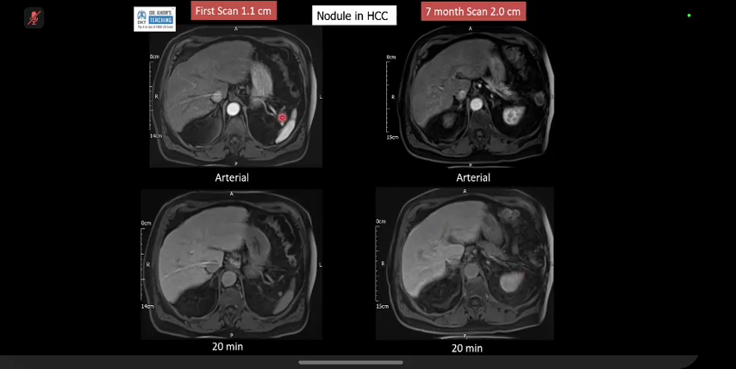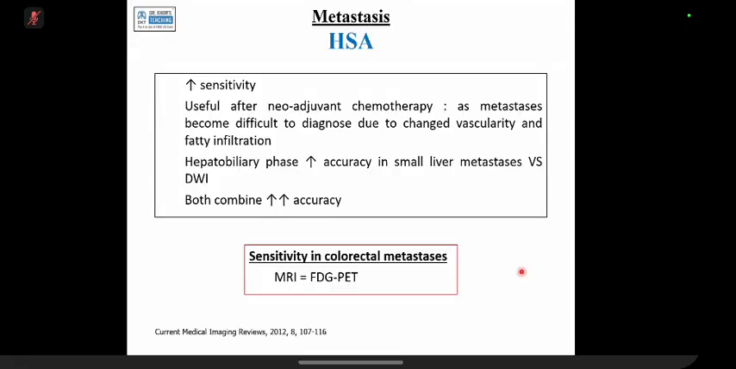If you see here, this is an arterial phase, and this is the venous phase. This is the first scan, and we picked up that there is something bad here. This is 20-minute. On follow-up, 7 months down the road, you can see it has become larger. So it was confirmed to be HCC later on. What I'm trying to tell you is that a 1.1 centimeter nodule raised the issue, but they sat on it for the time being because of clinical reasons. And then, of course, it was confirmed, right?